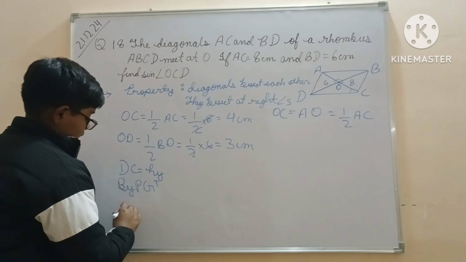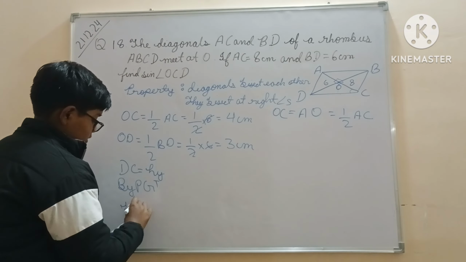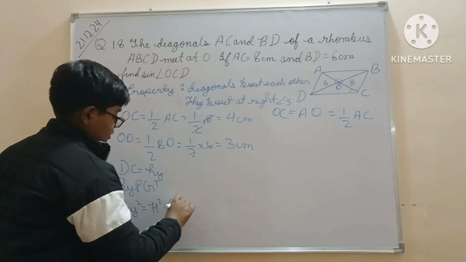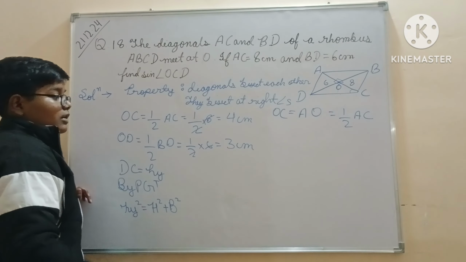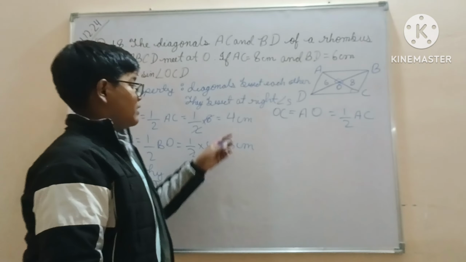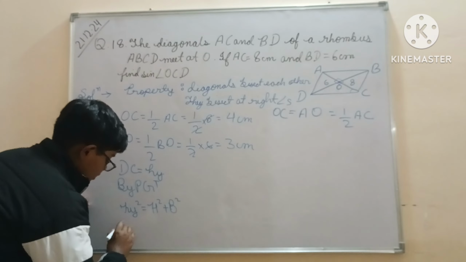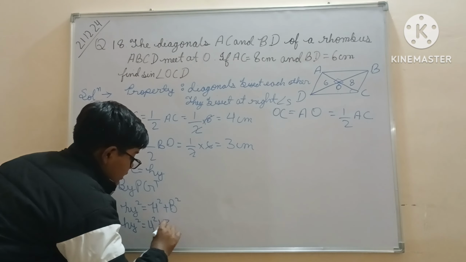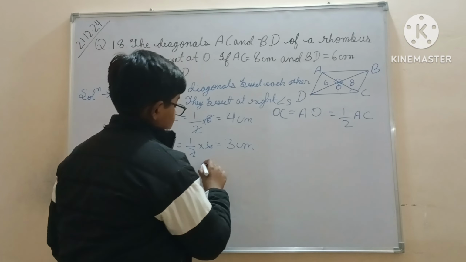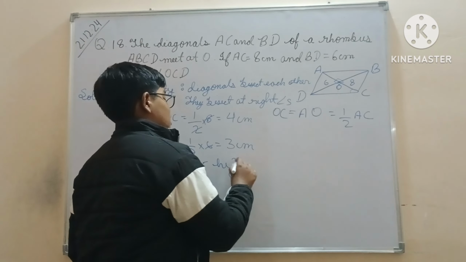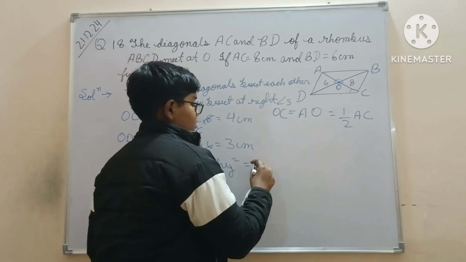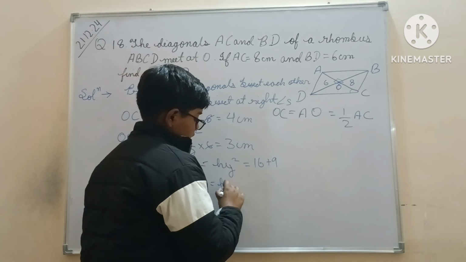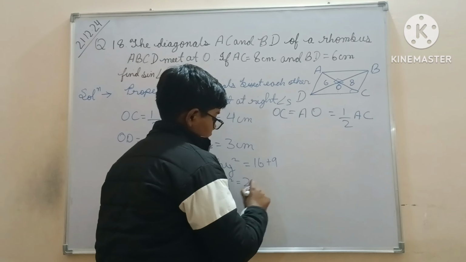hypotenuse square will be equal to height square plus base square. Now height and base will not matter; we will take anything, 4 and 3. So hypotenuse square will be equal to 4 square plus 3 square. Hypotenuse square is equal to 4 square is 16 and 3 square is 9. Hypotenuse square will become 25.